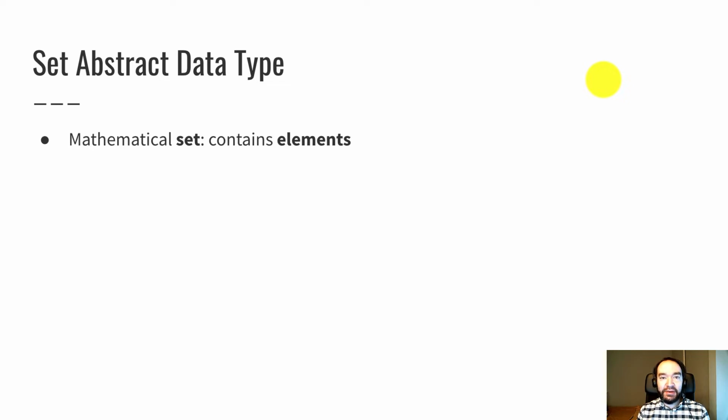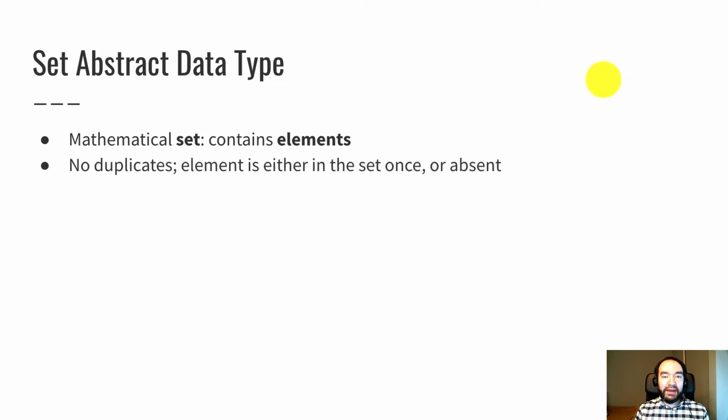You know, in mathematics, we have sets, we have curly braces to say the elements of a set. A set contains elements, so the data objects that are inside a set are called elements. And a math set cannot have duplicates. So every element is either in the set or not in the set. Namely, that element is in there just once. There's no such thing as duplicated values in a set.